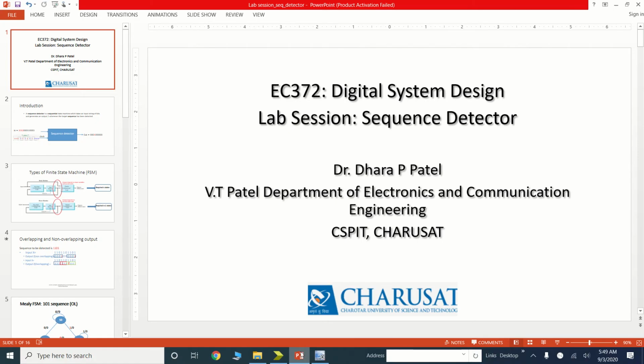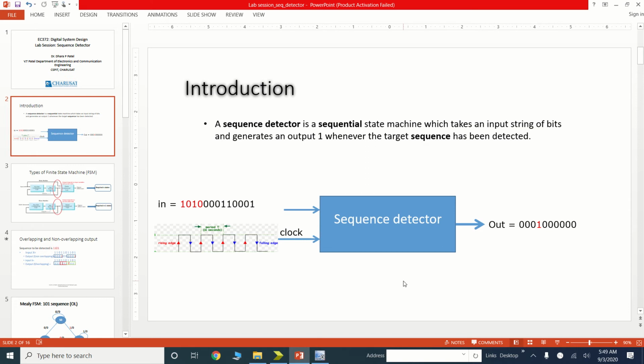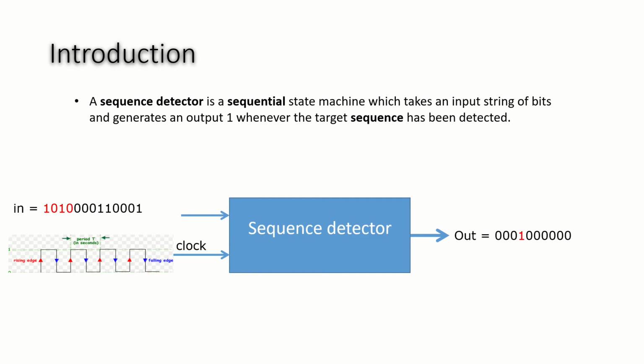Good morning, students. Today we'll see the sequence detector. First, what is a sequence detector? The sequence detector is a sequential state machine where the input is a string of bits, and we are checking our input with reference to the clock. When the desired sequence is detected, our output is reflected as a 1.